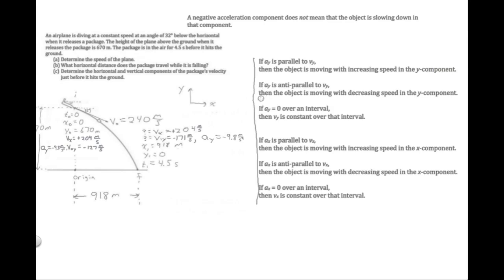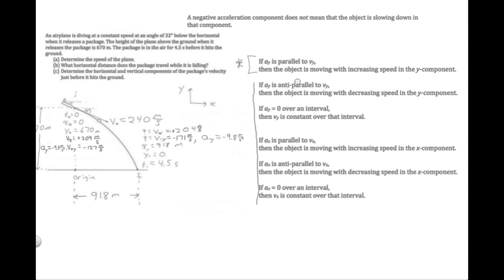So what we have here is a case where the vertical acceleration is parallel to the vertical velocity. This is the rule that's relevant for this problem. How do I know they're parallel? Well, notice that here a sub y is negative and v sub y is also negative. That means they're parallel, they're both pointing down. Do you see what I mean by the difference between parallel and anti-parallel? Parallel means they're pointing in the same direction.